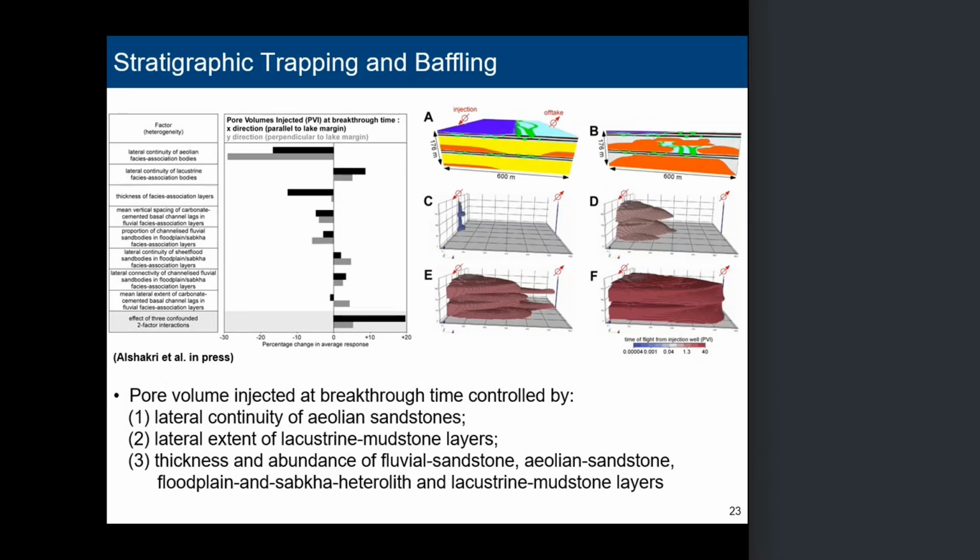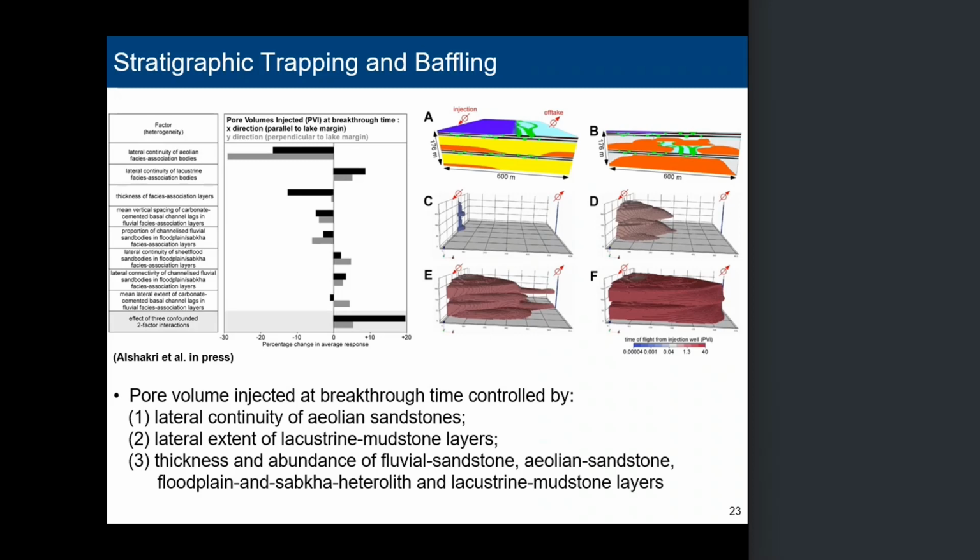And as a proxy, not really for trapping potential, but for the potential for these heterogeneities to baffle the flow, we put an injection well and a production well on either side of the model, and we looked at how long it took for that tracer flow to move through the model and break through the producer or offtake well. And these are the tornado charts showing those results.